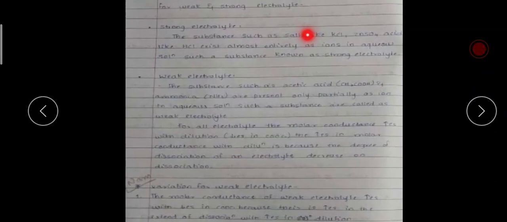Again we will come to this point. What we have talked about, molar conductance. At that time we have seen that the molar conductance of an electrolyte solution is nothing but the conductance offered by the electrolyte solution containing 1 gram mole of electrolyte placed between two electrodes unit distance apart and large enough to contain the entire solution between them. It is denoted by the symbol lambda m. Lambda m is equal to 1000 into K divided by C.